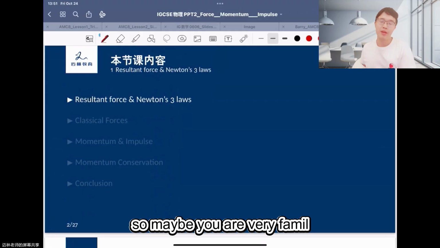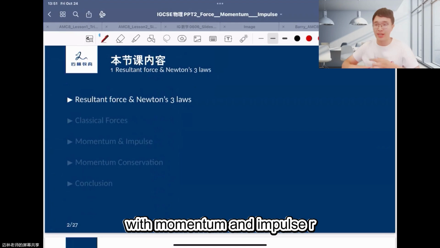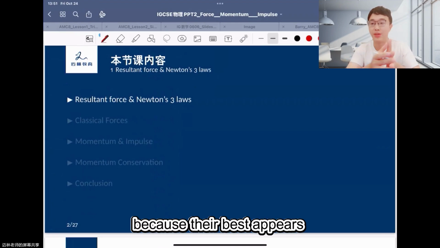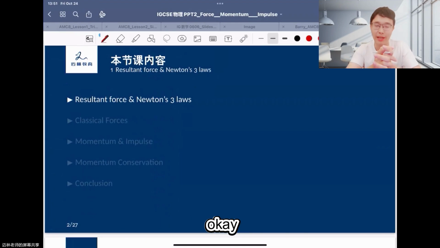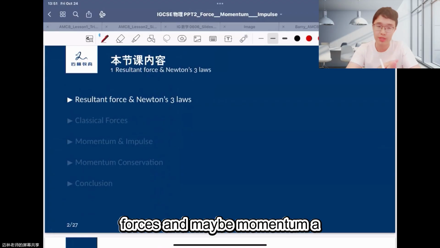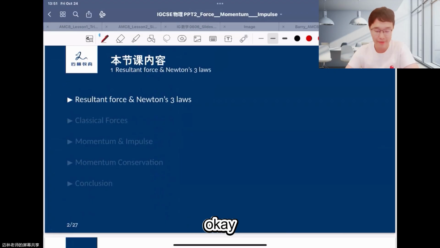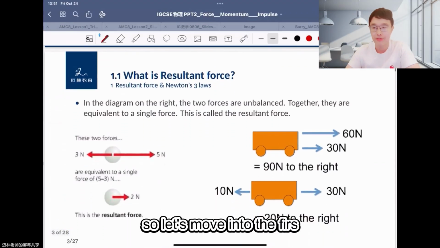So maybe you're very familiar with the word force, but I guess you're not very familiar with momentum and impulse, right? Because they just appear in the IGCSE physics. Okay. Today, let's have a full discussion about these forces and momentum and impulse, and find how we can use them in our IGCSE test. Okay. So let's move into the first slide.